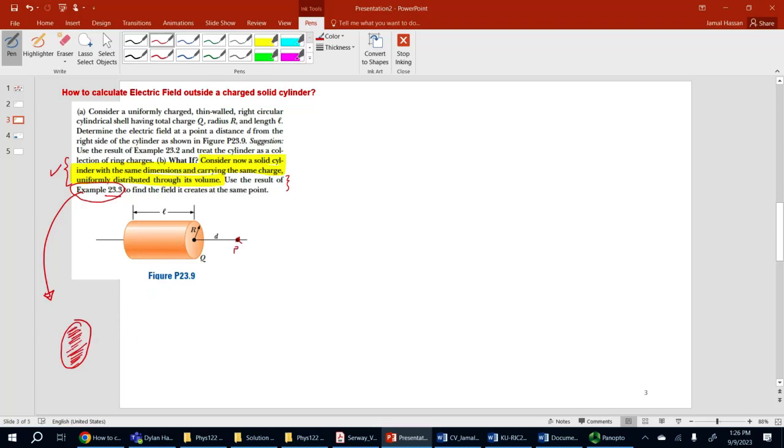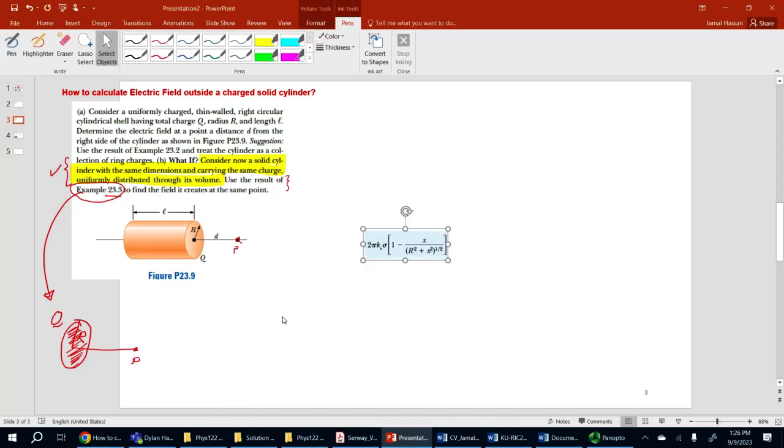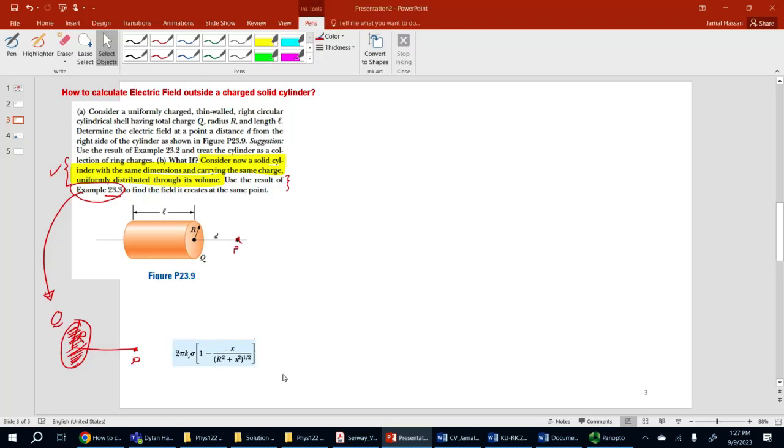So let's say this is a disk of radius R and total charge Q, and we want to find the electric field at a point here, at a distance x or d. The answer, we got it before, for the electric field at this point was equal to this expression. Again, we should not memorize this, but we should know how to get to this.